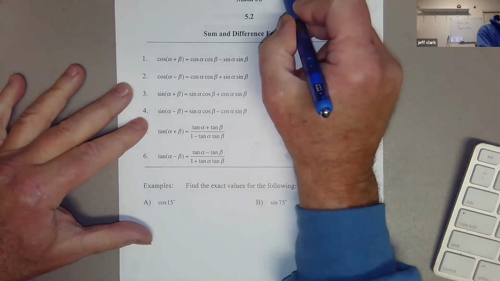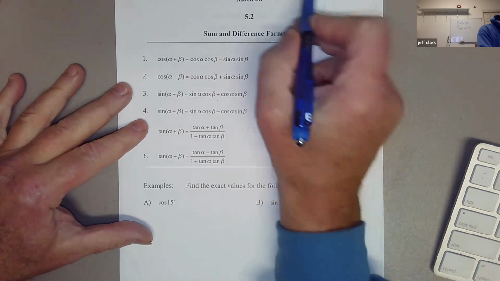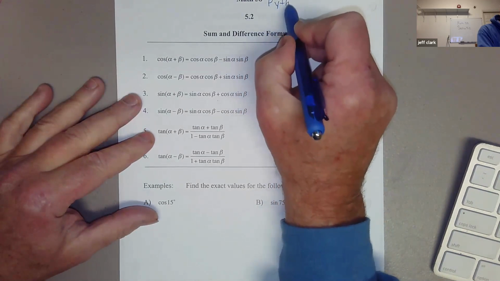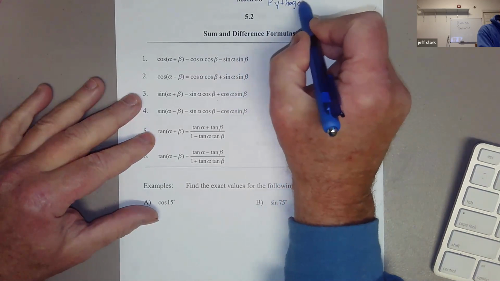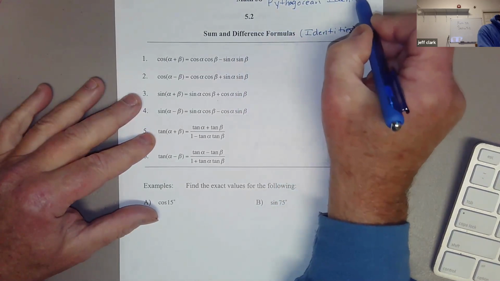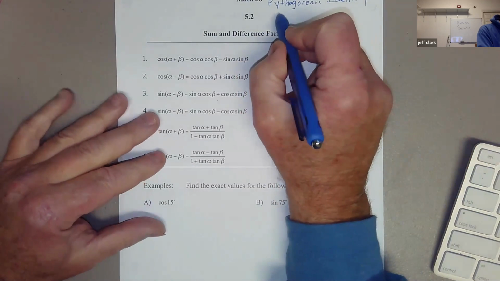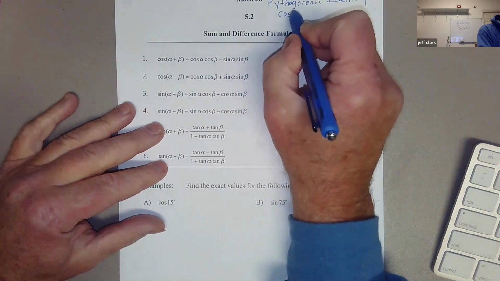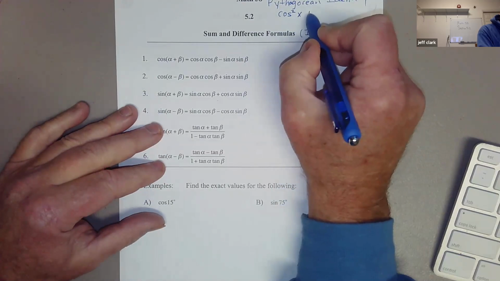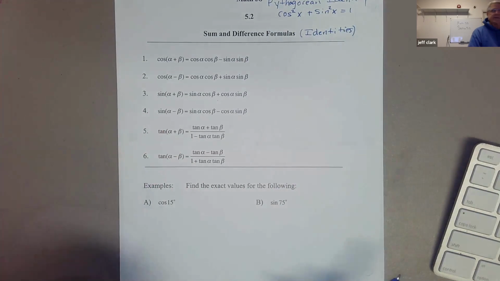And remember, maybe a famous one, we might have called it one of the 3 Pythagorean identities. It's probably the most famous of the 3. It would be cosine squared x plus sine squared x is equal to 1. So that was an identity as well.